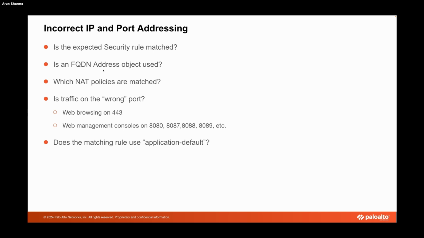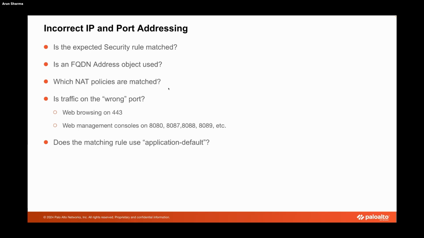Okay, so the rule is configured. Is the correct rule being hit? Are we using an FQDN address object? There's one thing about FQDN address objects: let's say you have a dynamic mapping and one FQDN is resolving to different IP addresses. In those cases, a little delay is expected because the firewall is trying to resolve it in the background. So then you should look at the NAT policies.